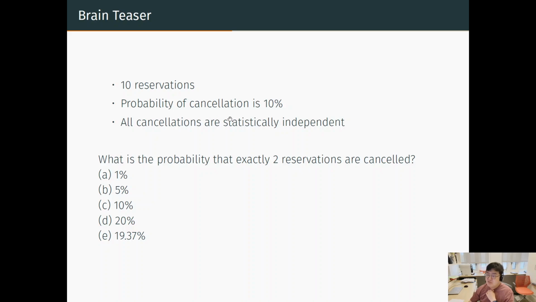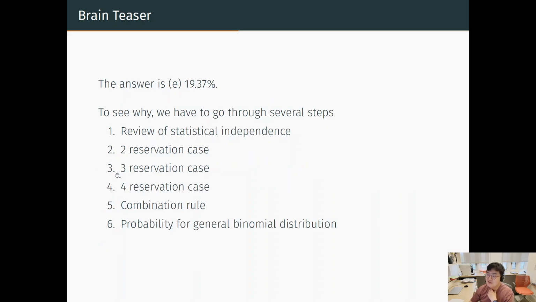The probability of 1 cancellation is 10%, and I assume that most of you think it's 20%. Or if you're a little more advanced, you say one cancellation is 10%, so if there are 2 cancellations, maybe you can multiply 10% twice. 0.1 times 0.1 would be 1%. But actually, the answer is 19.37%. It's a rounded number.